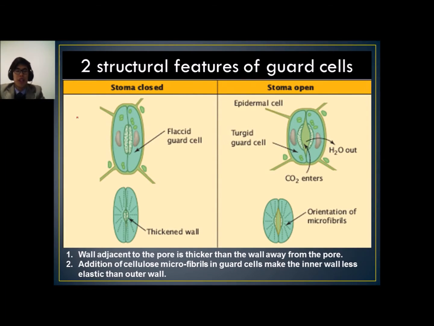There are some structural features of guard cells. Number one, the wall adjacent to the pore is thicker than the wall away from the pore. That allows it to open and close in that way, so if it fills up, it actually splits open. Also, there are microfibrils in the guard cells that make the inner wall less elastic than the outer wall. In general, these are structural features which help guard cells: thicker walls next to the pore and microfibrils inside the guard cells.